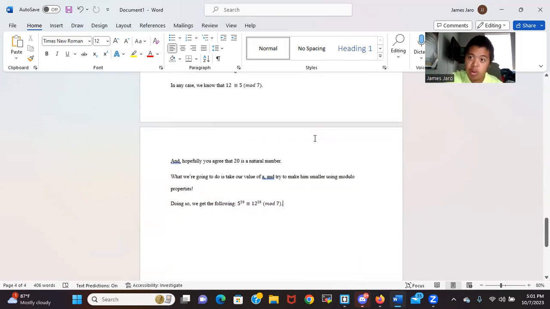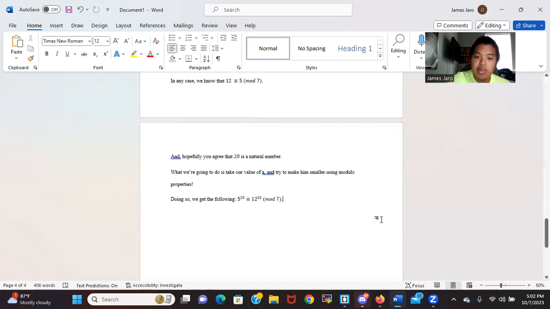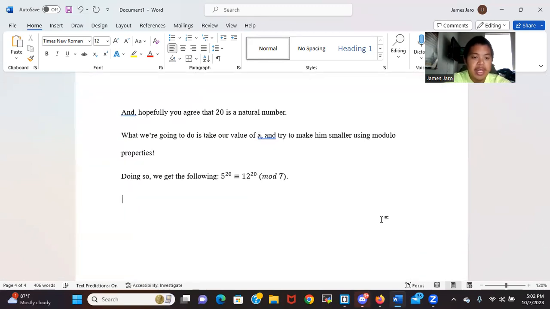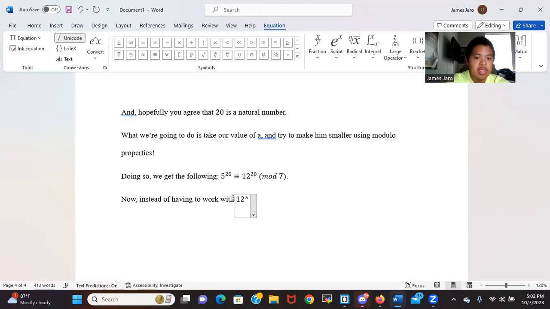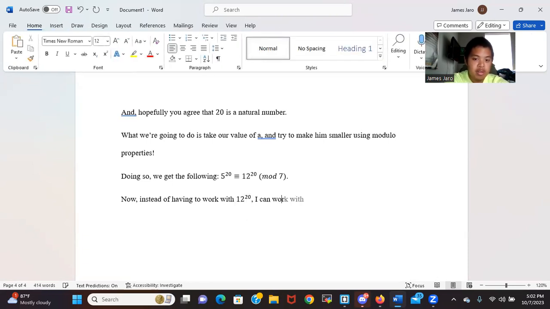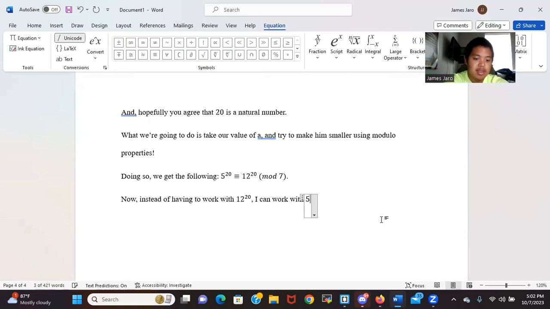To prove that would require a technique that right now might be a little murky. It's called induction. I won't touch that with a 10-inch pole right away, but suffice it to say, there are ways that we can get around it. So for now, we'll accept it almost like magic. But now, instead of having to work with 12 to the 20th, I can work with 5 to the 20th instead.